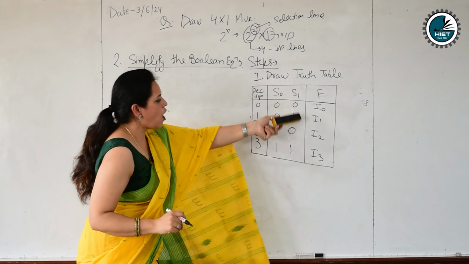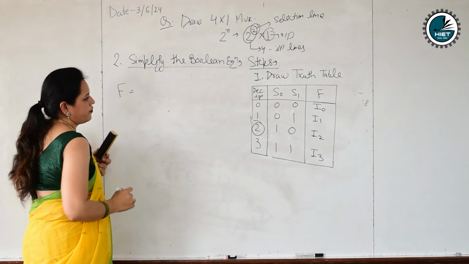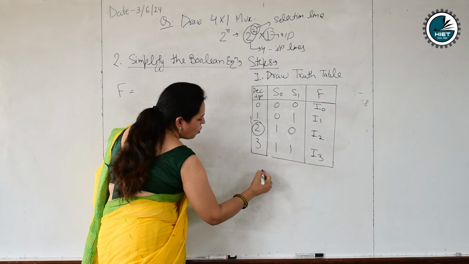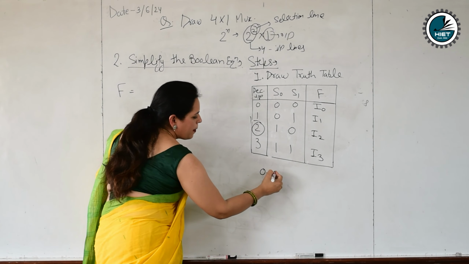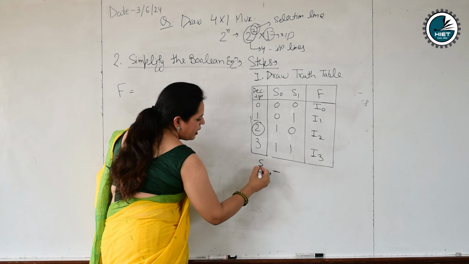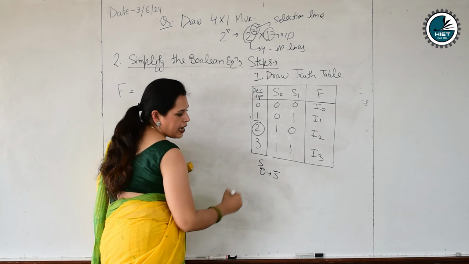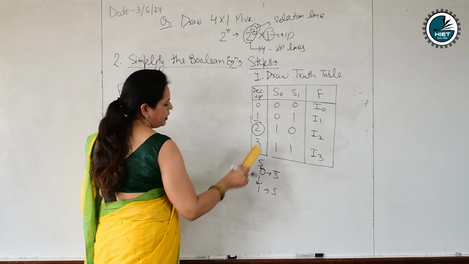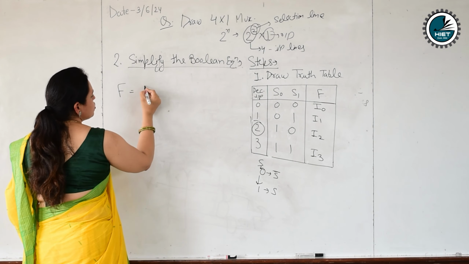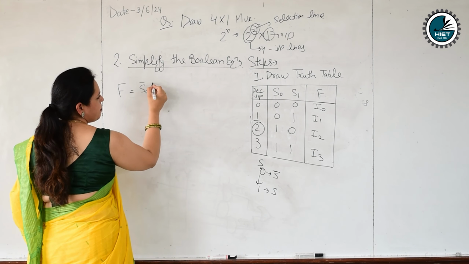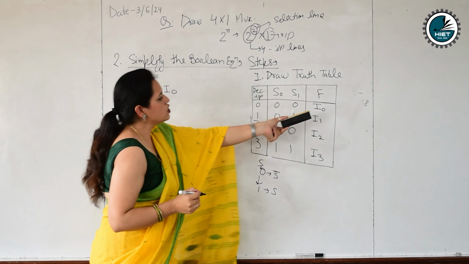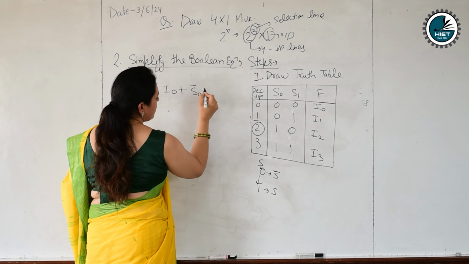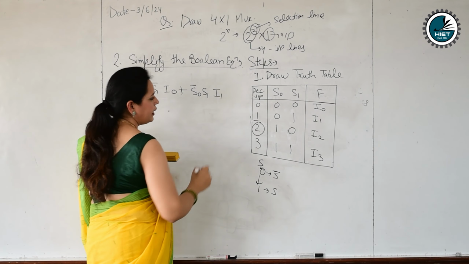Boolean equation, this is the output equation, denoted by F. Now, according to this F, what is the value? As I told you already, when 0, it shows the bar. If we are talking about S, for S0 it will show S bar, and for S1 it will show the simple S. So, here we are using these notations. So, S0 bar, S1 bar and I0. This is for this one. Plus the second one, S0 bar, S1 and I1.